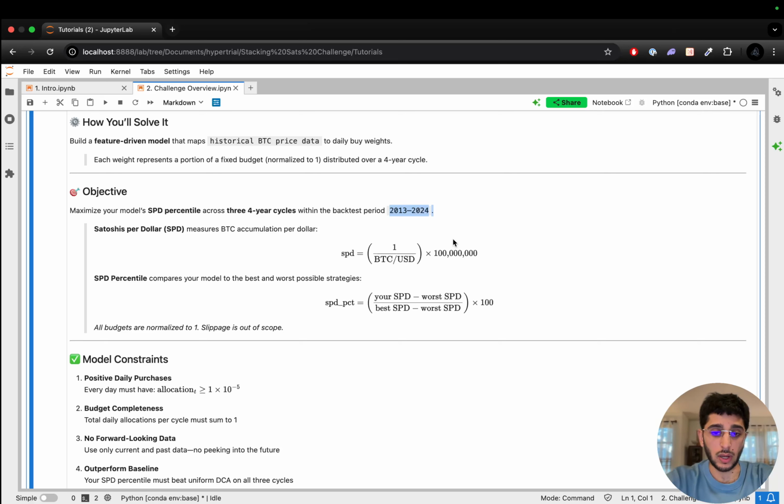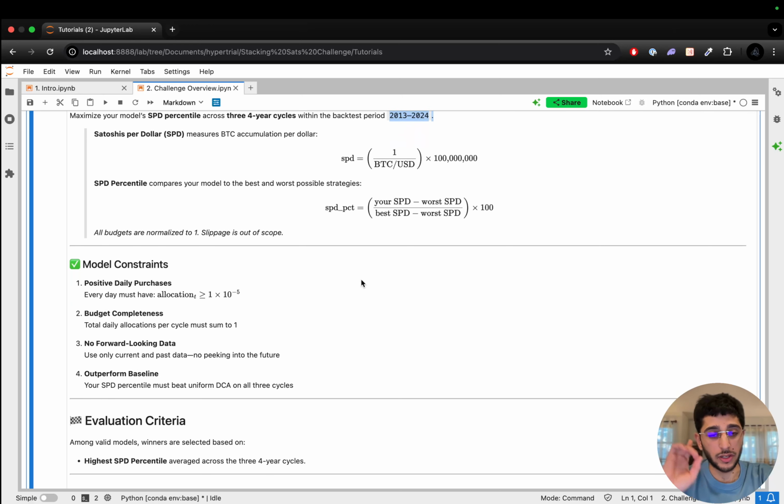One thing that I will add here is that your strategy's Satoshi per dollar value is going to be a weighted average of all your daily purchases. Each time you purchase Bitcoin, you're going to get some Satoshi per dollar value. And of course, with a dynamic approach, you're going to be purchasing variable amounts. So this is simply going to be the weighted average of all your purchases across your cycle.